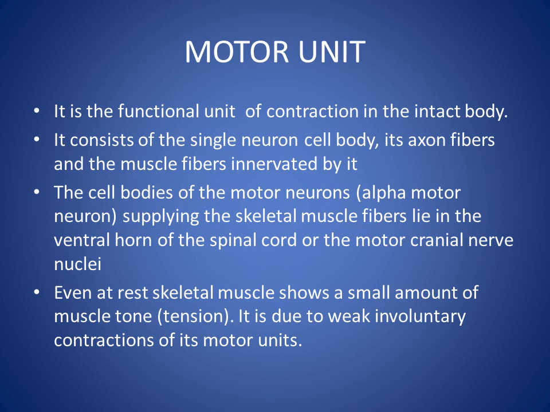The cell bodies of the motor neurons, that are the alpha motor neurons supplying the skeletal muscle fiber, lie in the ventral horn of the spinal cord or the motor cranial nerve nuclei. Even at rest, a skeletal muscle shows a small amount of muscle tone. It is due to weak involuntary contraction of its motor units. Means these motor units are in a state of mild contraction, which helps the body to sustain posture.